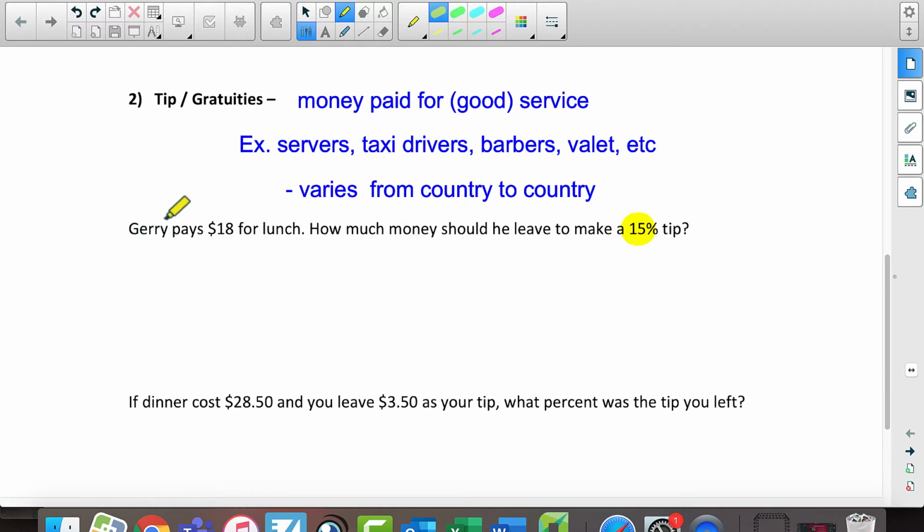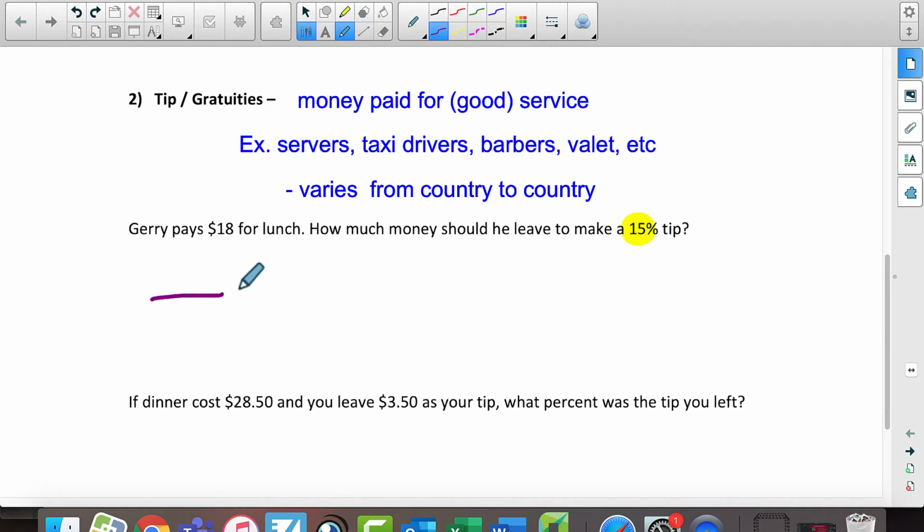So let's look at this question. Jerry pays $18 for lunch. How much money should he leave to make a 15% tip? If he wants to leave a 15% tip. Well, basically, we need to figure out then what's 15% of 18, right? Lunch was $18, and he wants to leave a 15% tip. So we've got to figure out what's 15% of 18.